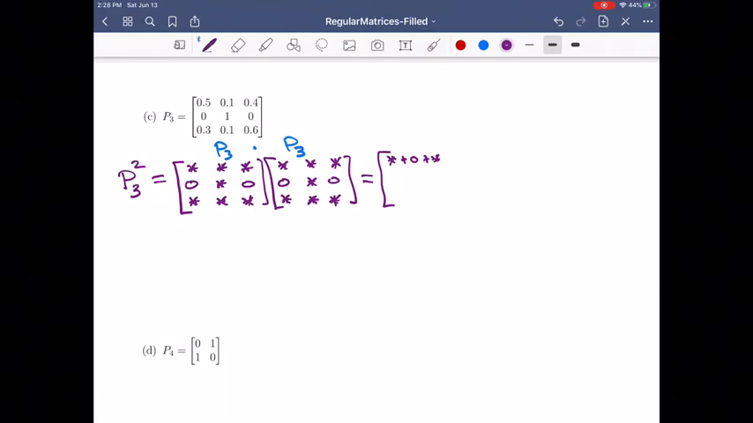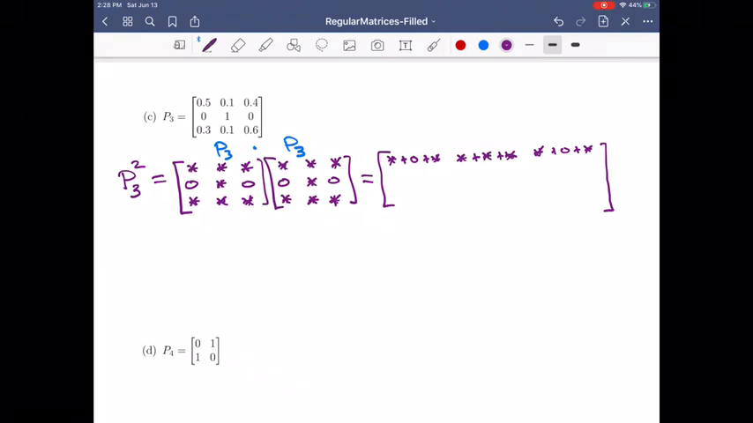Okay, now for the first row, second column, I'm going to have star plus star plus star, because I'm going to hit all 3 times. And in the next column, sorry, I'm going to hit stars, and then I'm going to get a 0, and then I'm going to hit another pair of stars. So I'm going to get something like that.